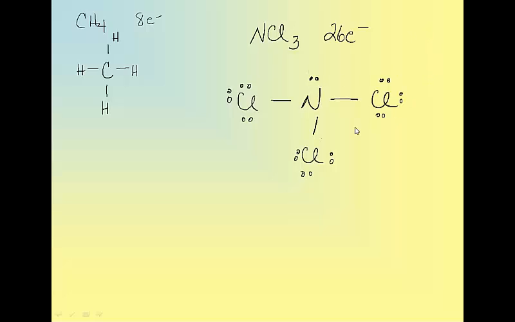I have 26 electrons in my structure. My chlorines and my nitrogen all achieved an octet. And if you notice, just like I said earlier, nitrogen has 3 bonds and a lone pair, which is very typical for nitrogen, just like it's typical for carbon to have 4 bonds.